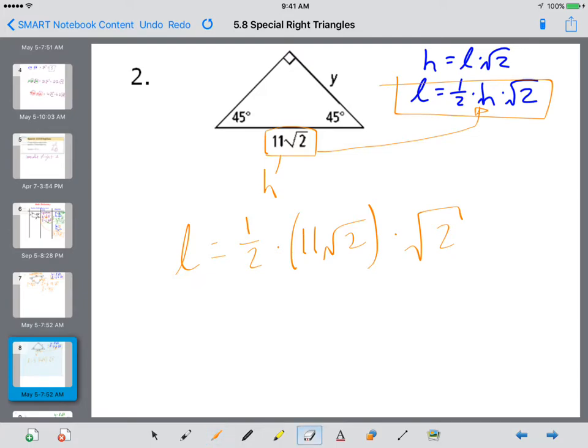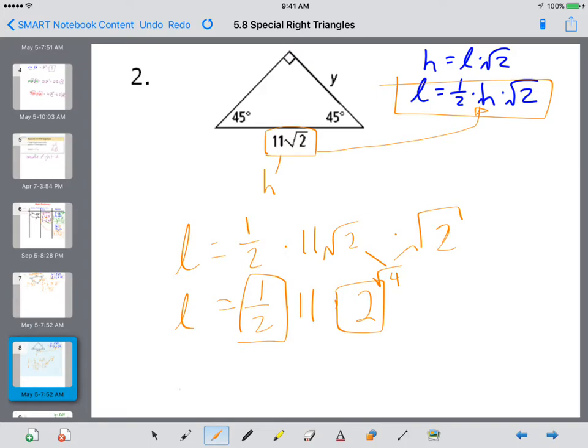I just wanted to show you that a common mistake is to write 11 square root of 2 and forget about this square root of 2 out here. So if I erase the parentheses and we go to simplifying this, we're going to have the leg equals 1/2 times 11 times the square root of 2 times the square root of 2. This equals the square root of 4, which ends up being 2. And if I do half of 2, I'm left with 1. Therefore, each leg is 11.